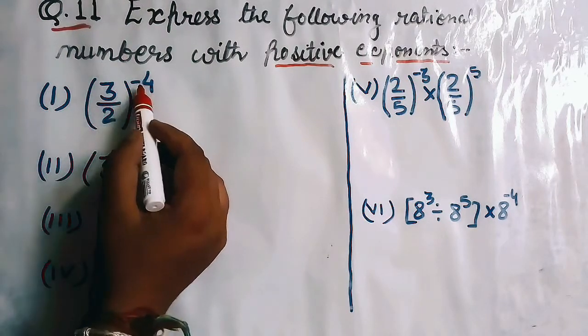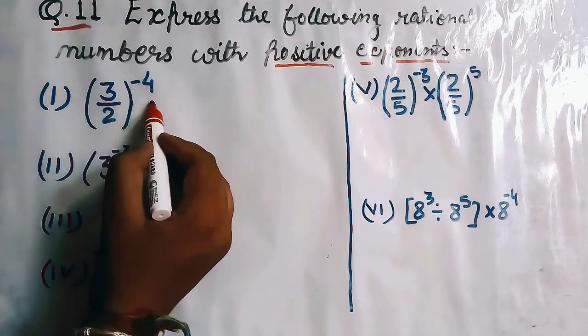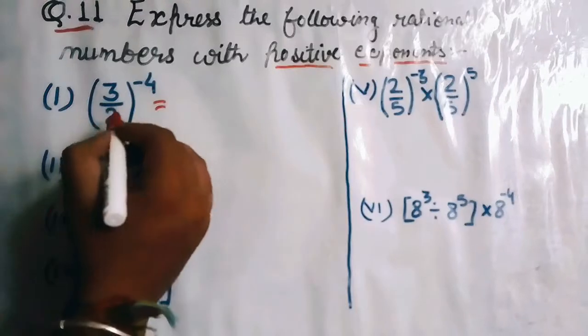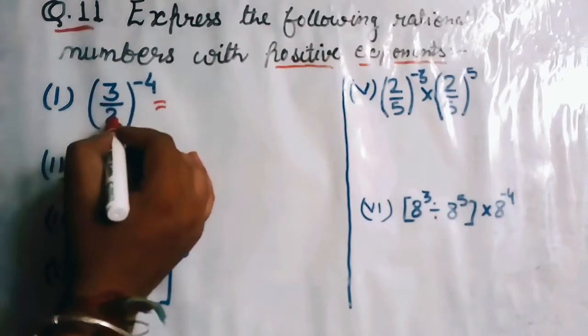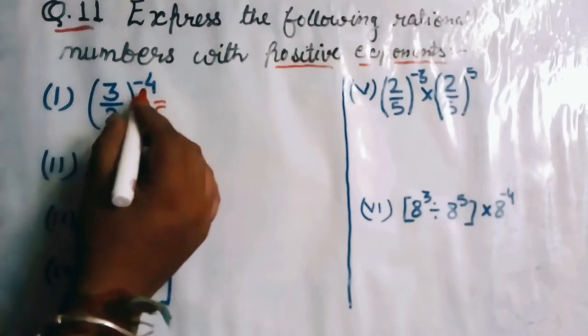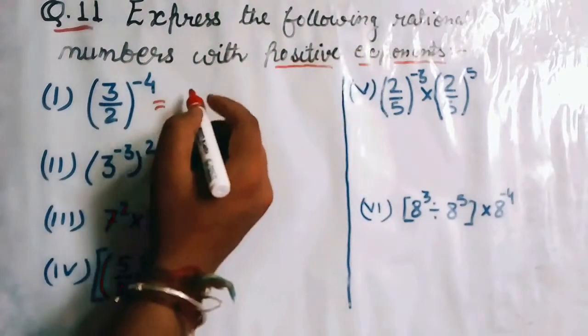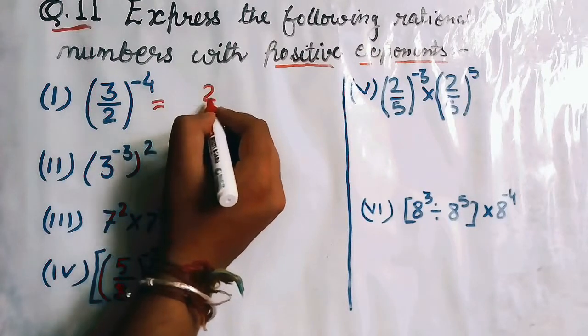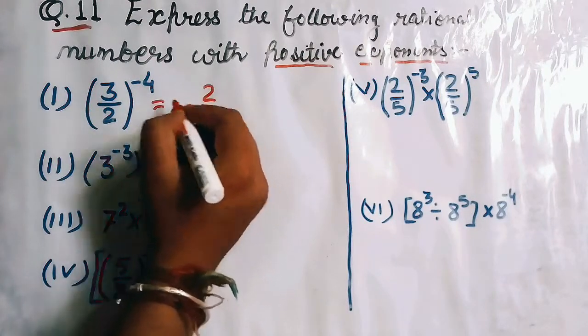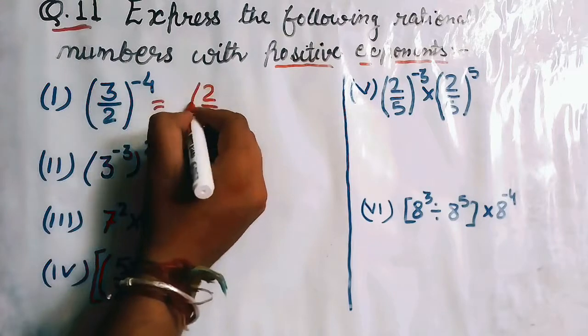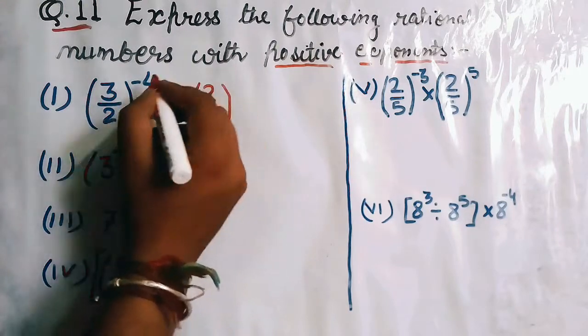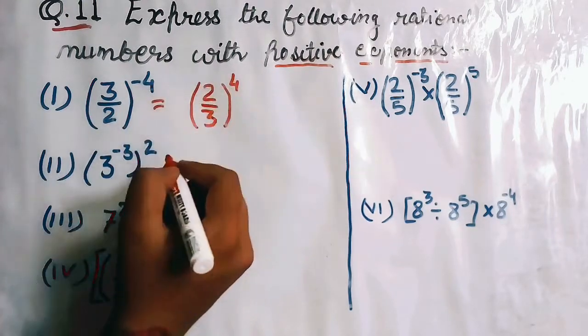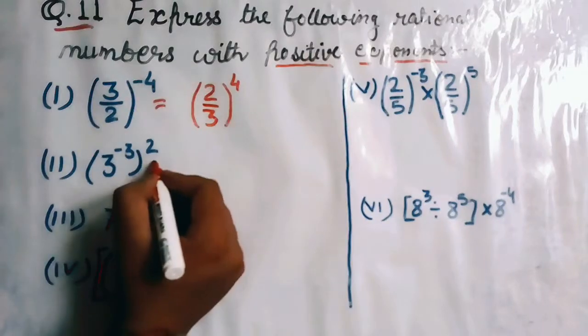And here the first part is (3 upon 2) whole raised to power minus 4. Remember, the power is negative. So, to convert this power into positive exponent, we have to take the reciprocal of the base, that is 2 upon 3 is the reciprocal of 3 upon 2, and now the power will become positive, so the power is 4.